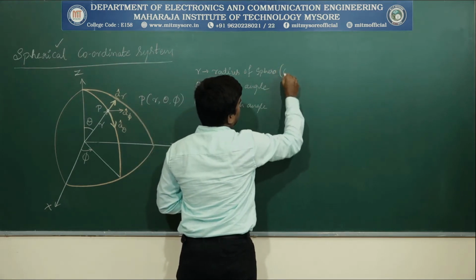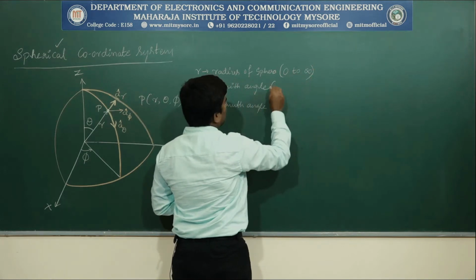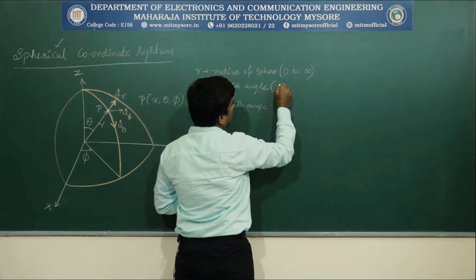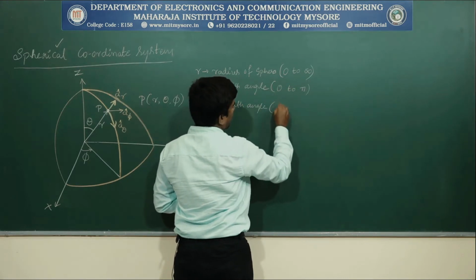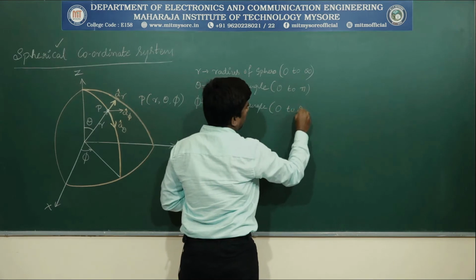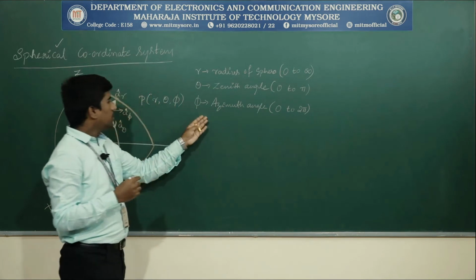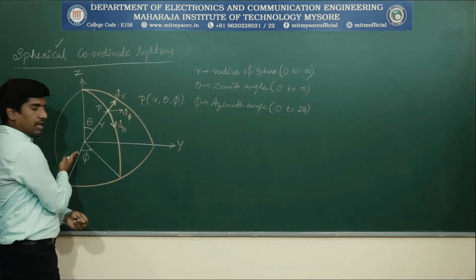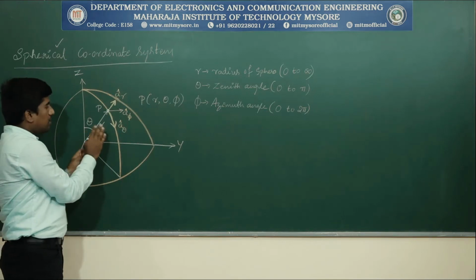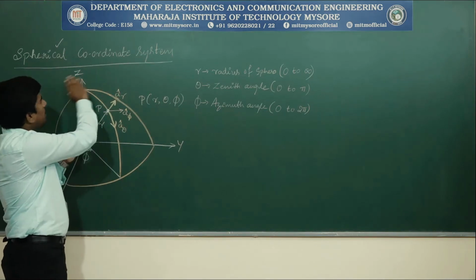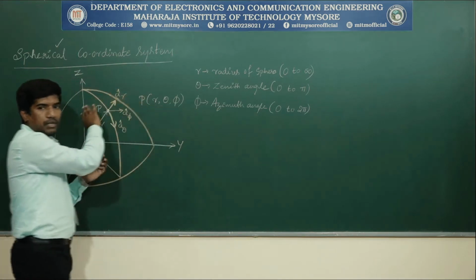r varies from 0 to infinity. Theta, the zenith angle, varies from 0 to pi. Phi varies from 0 to 2 pi. The azimuth angle, which is the same as in the cylindrical coordinate system, varies from 0 to 2 pi from the x-axis along the xy plane. Got it? This is the representation of the spherical coordinate system. These are the three parameters on which it depends.